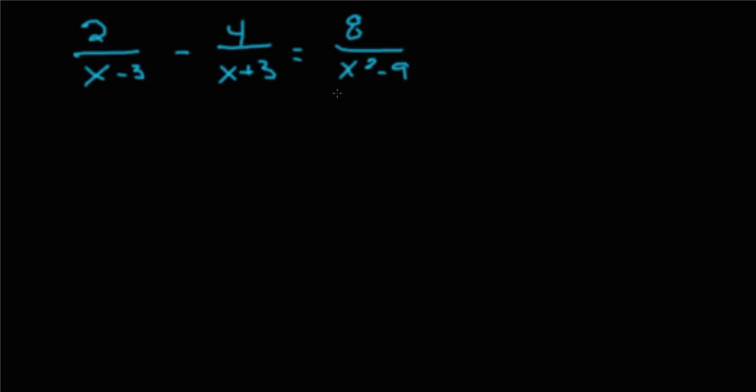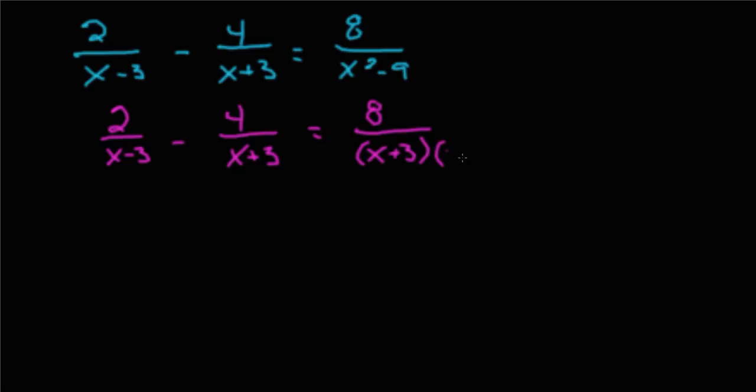And we can rewrite this whole equation as 2 over x minus 3 minus 4 over x plus 3 equals 8 over, and that'll be x plus 3, x minus 3.